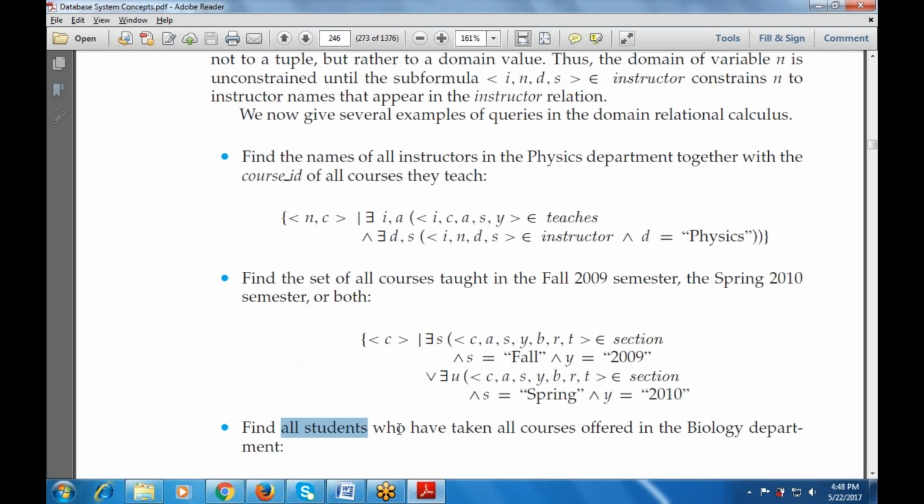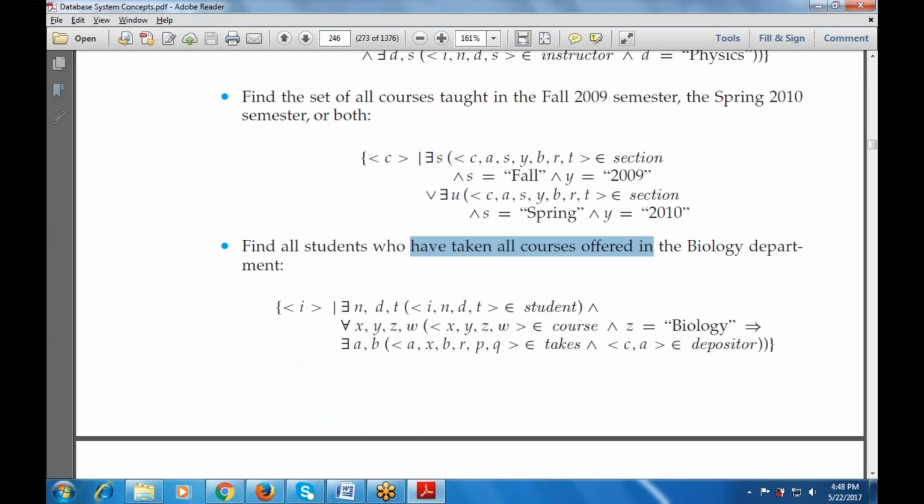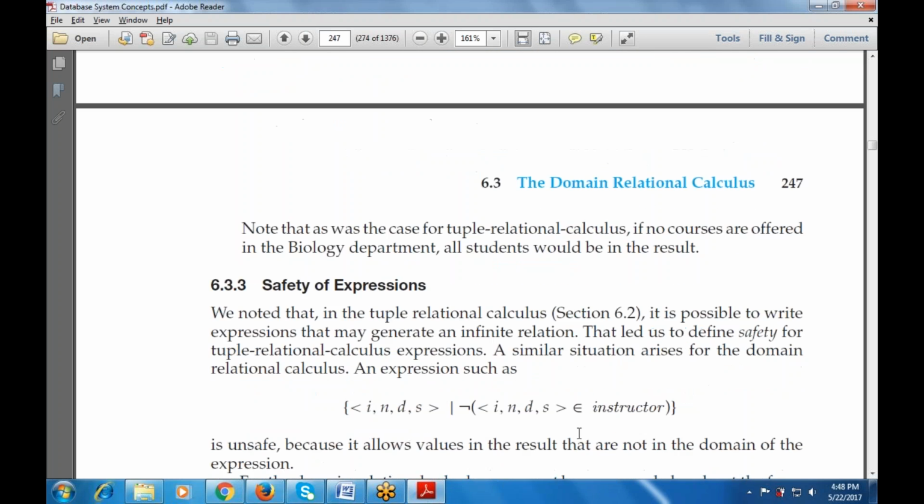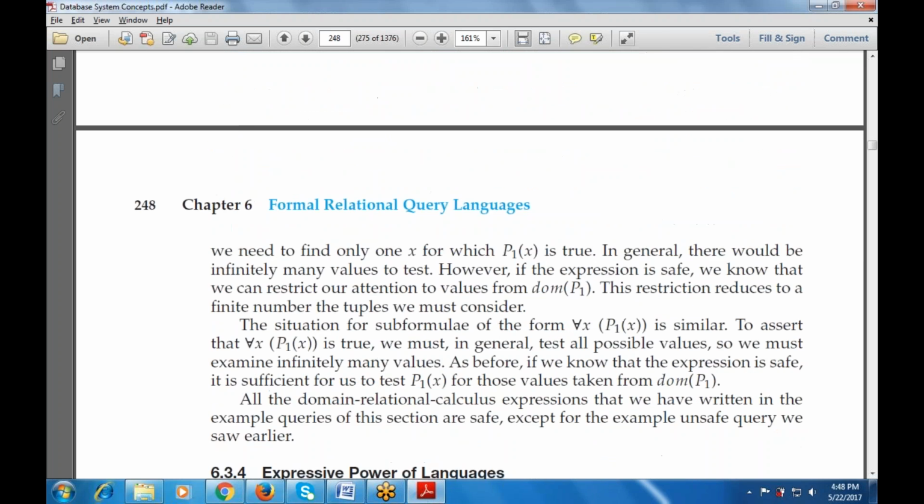Find all the students who have taken all the courses offered in the biology department. There exists a course in the biology department, and then the student takes C. Note that in each case for the tuple relational calculus, if no courses are offered in the biology department, then all the students would be in the result. This is the safety that we are using.